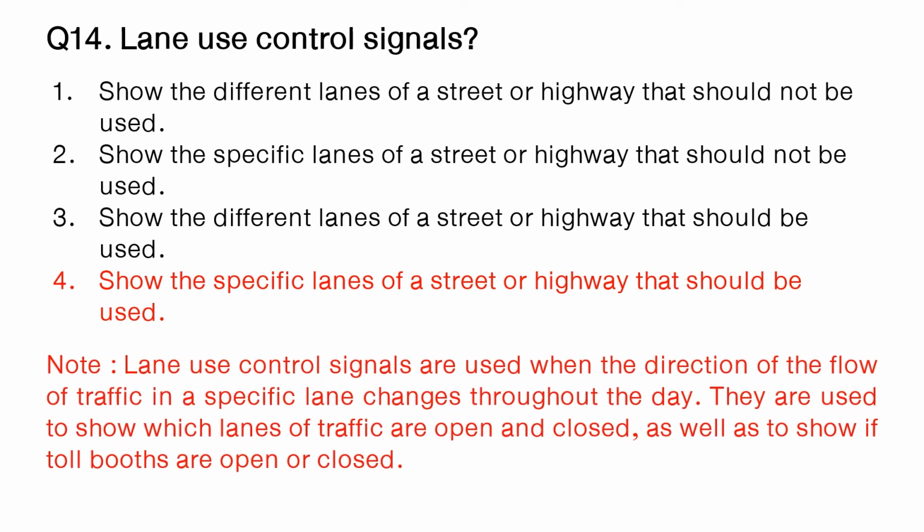Note: lane use control signals are used when the direction of the flow of traffic in a specific lane changes throughout the day. They are used to show which lanes of traffic are open and closed, as well as to show if toll booths are open or closed.